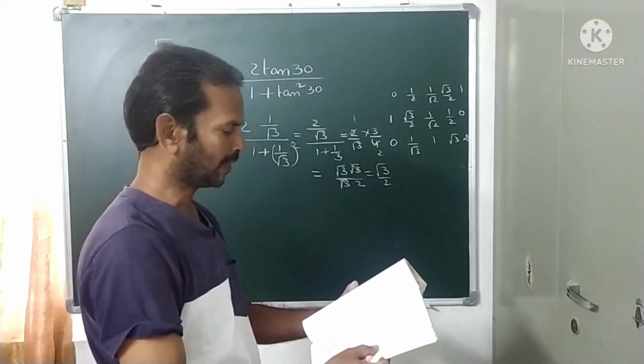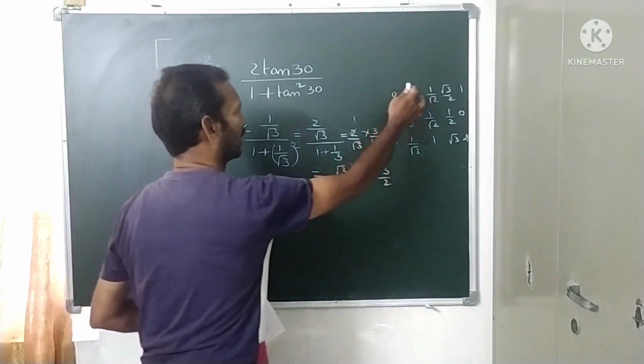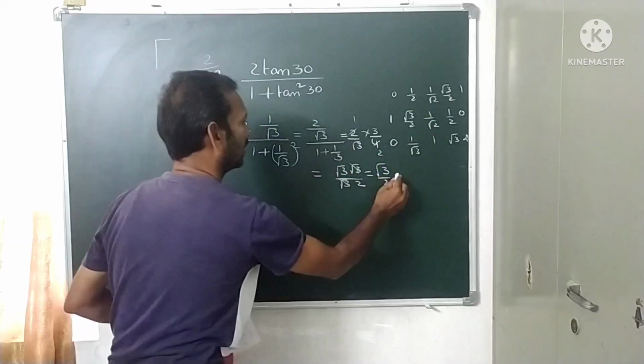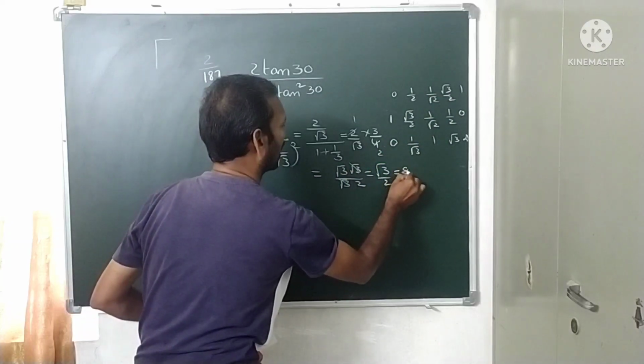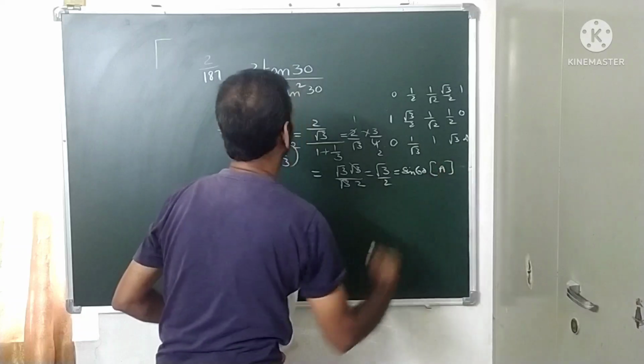First option is given as sin 60. So root 3 by 2 is the value of sin 60, correct? So option A is correct.